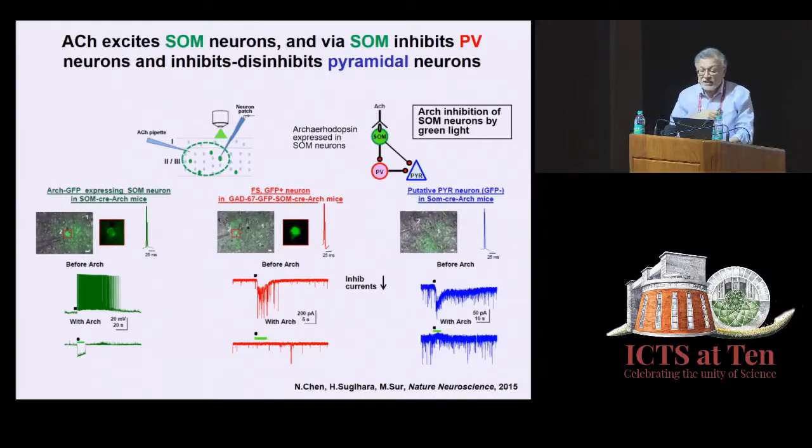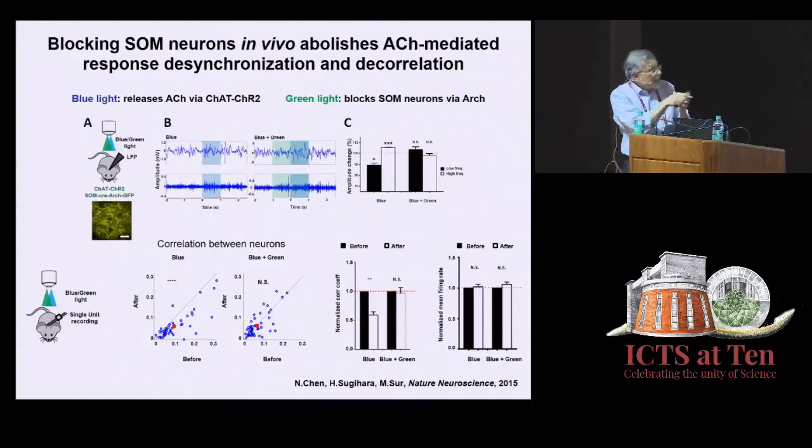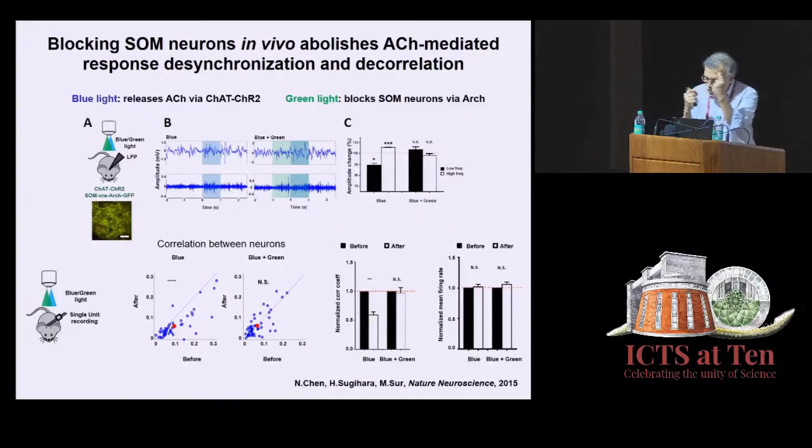And why is that circuit interesting? By taking the same animals in vivo, you can shut down the decorrelation and the desynchronization by shining green light and shutting down the somatostatin neurons, even after you release acetylcholine. So you release acetylcholine, the neurons are desynchronized, but you shine green light to shut down the somatostatin neurons, and all of the effect of the acetylcholine goes away. So therefore, blocking somatostatin neurons abolishes acetylcholine-mediated desynchronization and decorrelation, meaning that the system acts through this one neuron type.